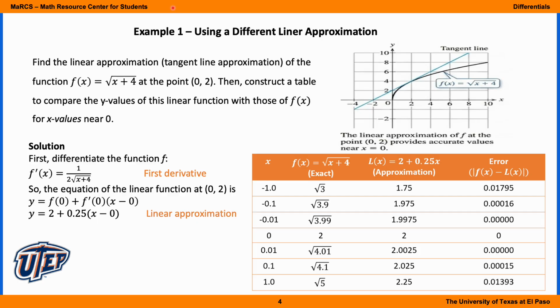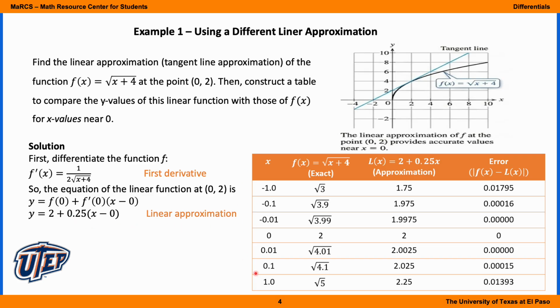So the equation of the linear function at 0, 2 can be given by this approximation, the definition we just went over in our previous slide. So y is equal to f of c. In our case, c is 0 because we are choosing values near 0, plus f prime of c, where c is 0, so f prime of 0, times x minus 0. So in our original function, f of 0, plugging in 0 for x, we get the square root of 4, which is 2. Now f prime of 0, plugging in 0 right here, we get 0.25, and then x minus c, so this term will just vanish, and we'll be left with 2 plus 0.25 times x for our linear approximation.